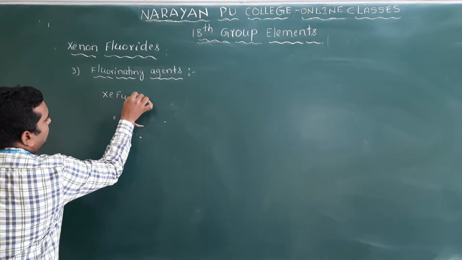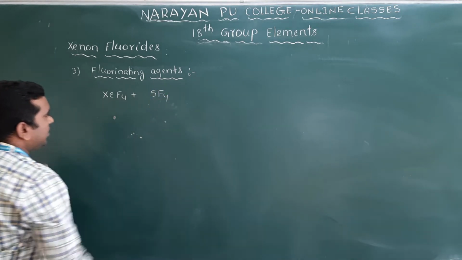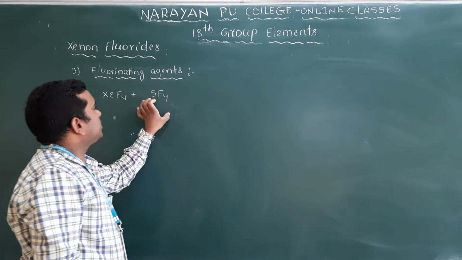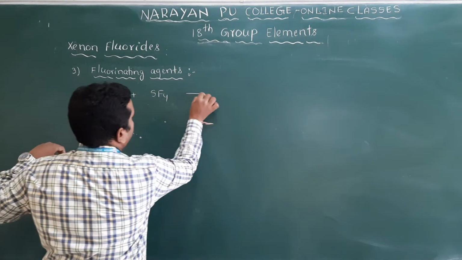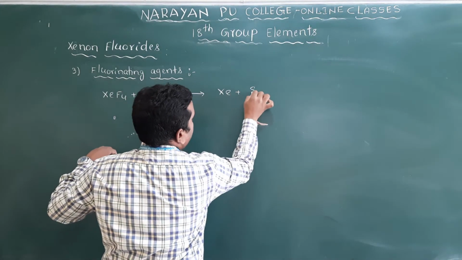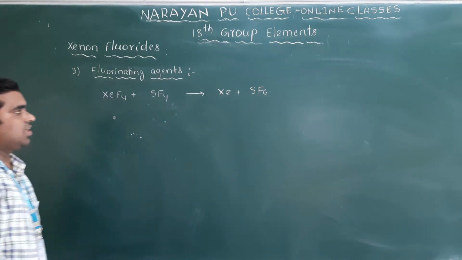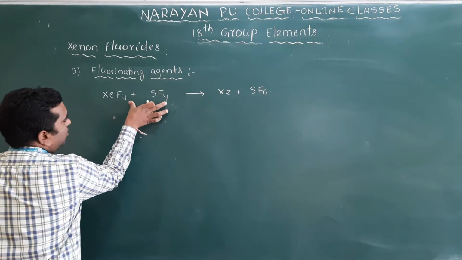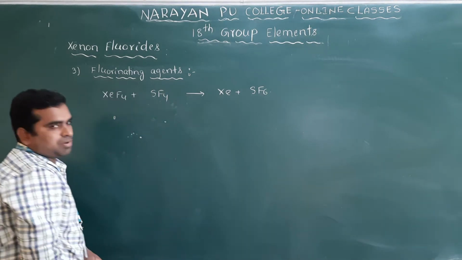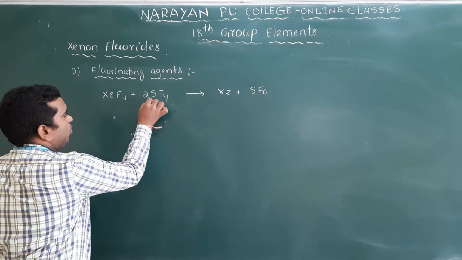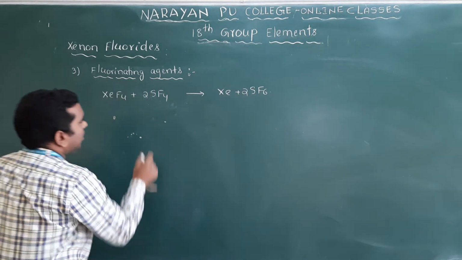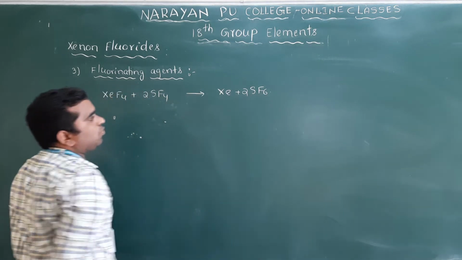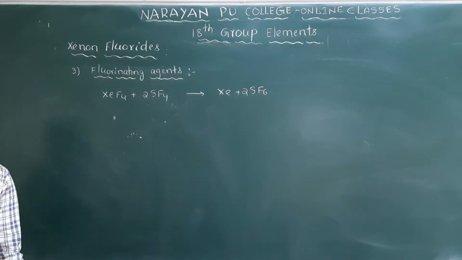So if you take XeF4 and treat it with SF4, it acts as a fluorinating agent, so it provides the fluorines to SF4. Then it will be converted into Xe plus SF6. If you balance this, take 2 moles here, because 8 fluorine atoms are there, but sulfur can form maximum SF6. So take 2 moles here and 2 moles here. Why? Because 2 into 4 is 8, 8 plus 4 is 12, and 2 into 6 gives 12.